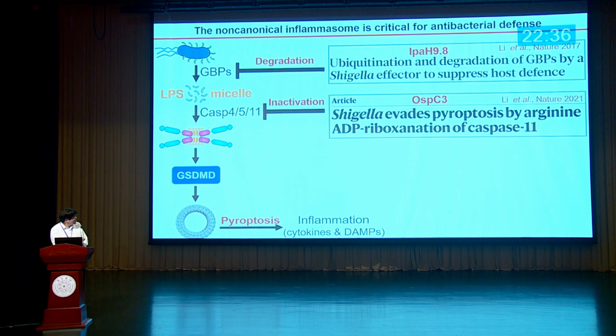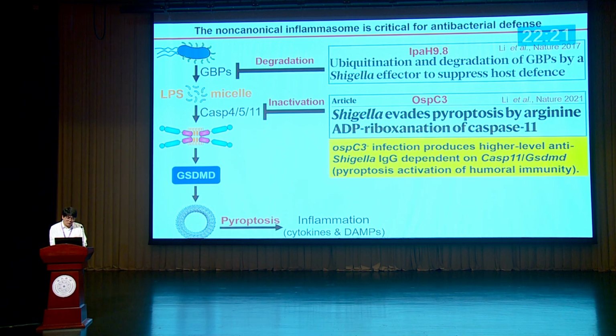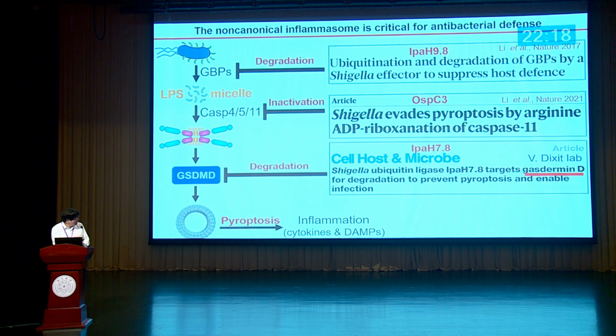And a few years ago, we discovered another bacterial type 3 effector called ASP-C3, which will post-translationally modify caspase 4, 5, 11 and completely inactivate the caspase to block the pyroptotic pathway. And work from Vishwa Dixit's lab showed that the pathogen has another ubiquitin ligase, IPH 7.8, which will ubiquitinate gasdermin D directly and degrade the pore-forming protein to prevent activation of pyroptosis. This highlights the importance of this non-canonical inflammasome-mediated pyroptosis for antibacterial defense.